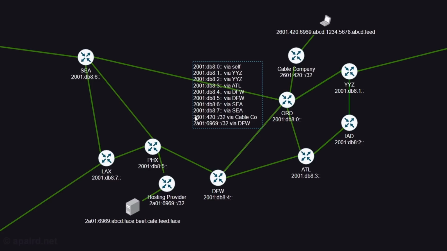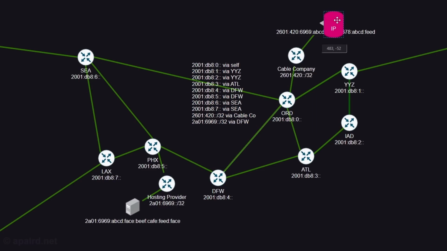And then I have these 2 routes that are from my 2 ISPs. So I have the cable company, so I have a dedicated link from here to the cable company, and then the hosting provider here has advertised its /32. That's gotten propagated across the network, and it's made its way to ORD, and we figured out that the best way to get there is via DFW.